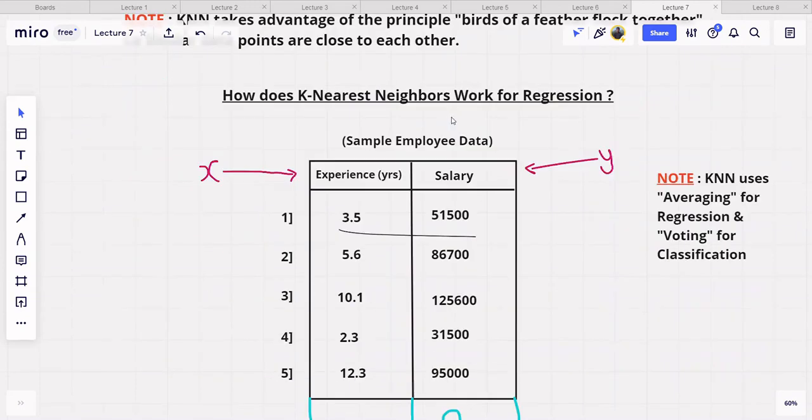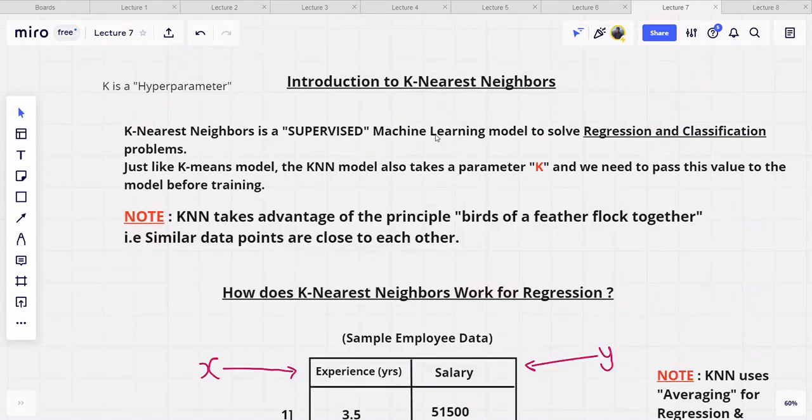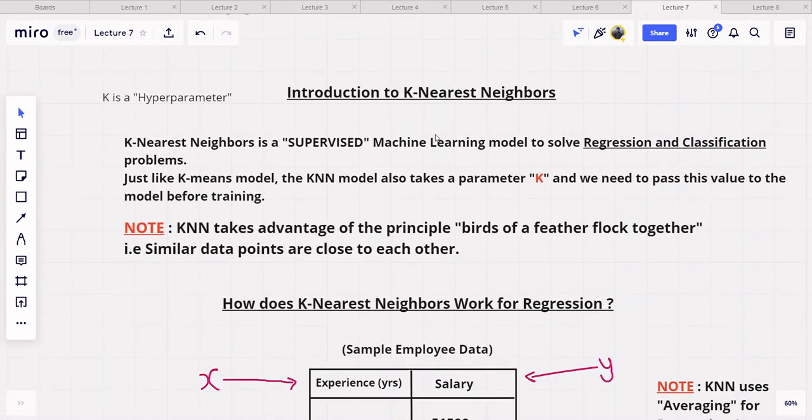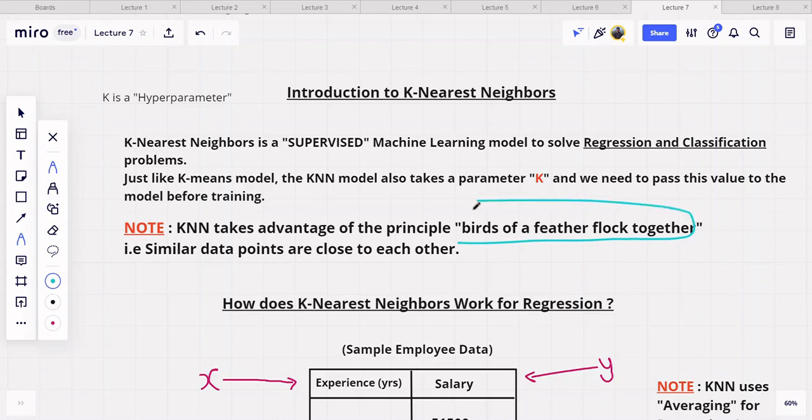All right. So the general idea behind KNN is based upon the principle that birds of a feather flock together. When I say birds of a feather flock together, it indicates that a particular type of group which has similar characteristics flocks together.